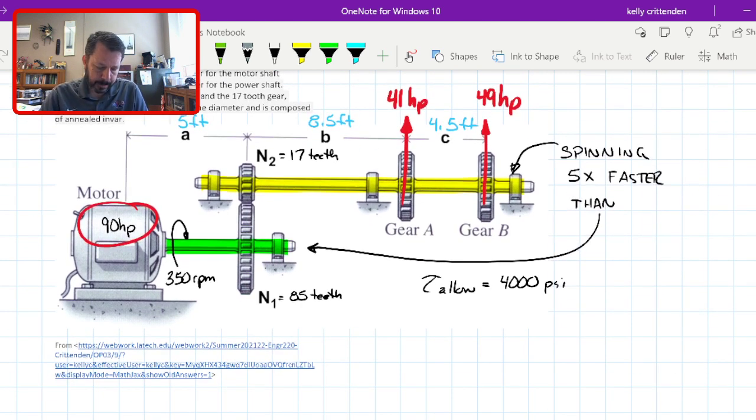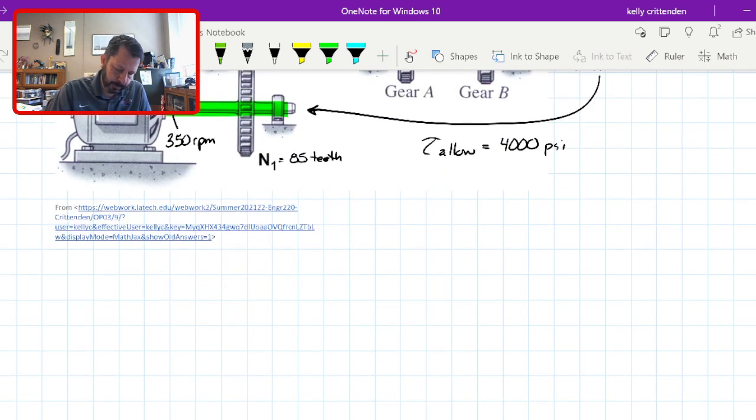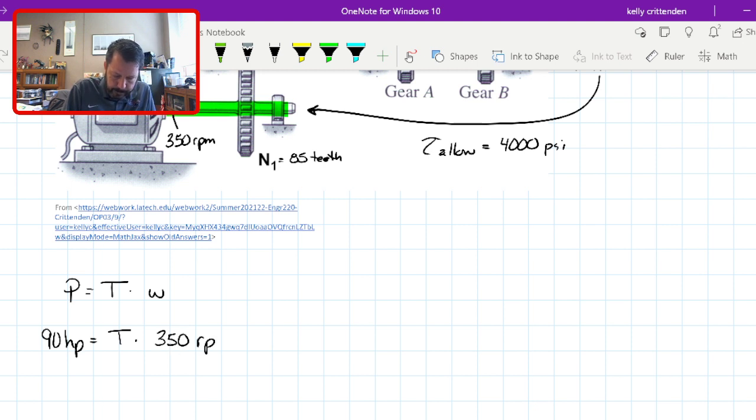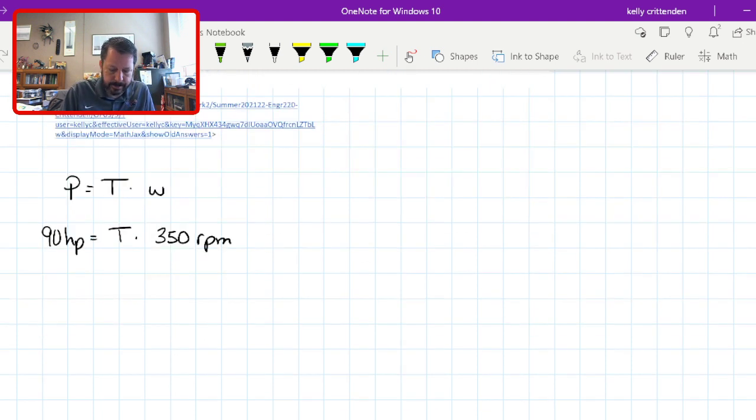All right, so first thing to do, I think, is to figure out how much torque is in the green shaft. So we've kind of already done that problem before, but let's still work on that. So for the green shaft, power equals torque times omega. We have 90 horsepower going in, 100% efficient system, so there's 90 horsepower on the other side of the equal sign. We don't know the torque. We know that it's spinning 350 revolutions per minute. So this one's kind of an exercise in unit conversion.